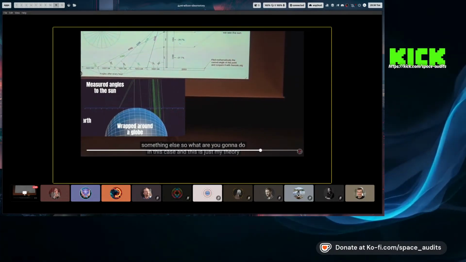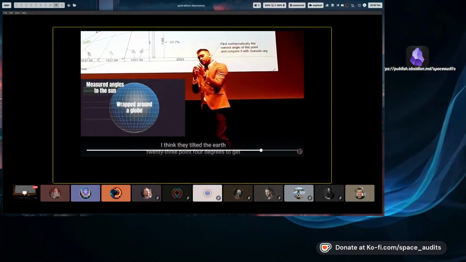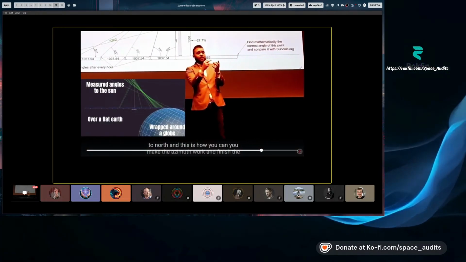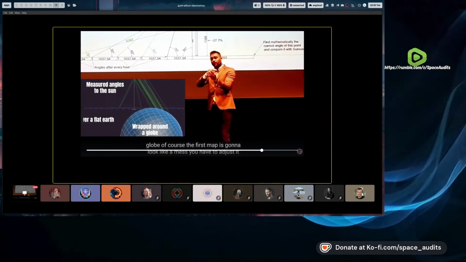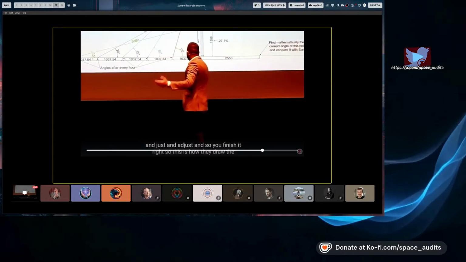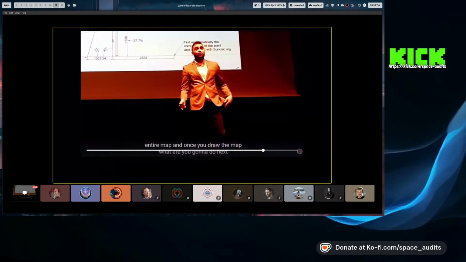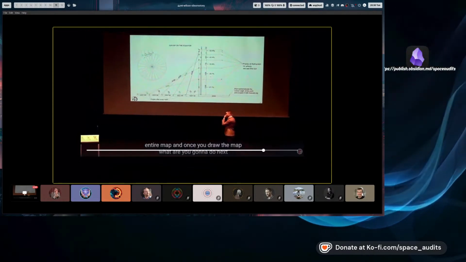So what are you going to do in this case? And this is just my theory: I think they tilted the earth 23.4 degrees to get to north, and this is how you can make the azimuth work and finish the globe. Of course, the first map is going to look like a mess. You have to adjust it and adjust it until you finish it, right? So this is how they draw the entire map. And once you draw the map, what are you going to do next?